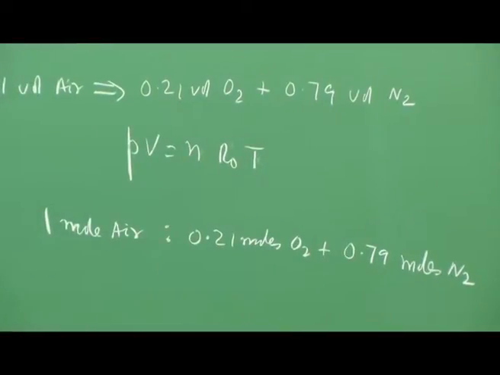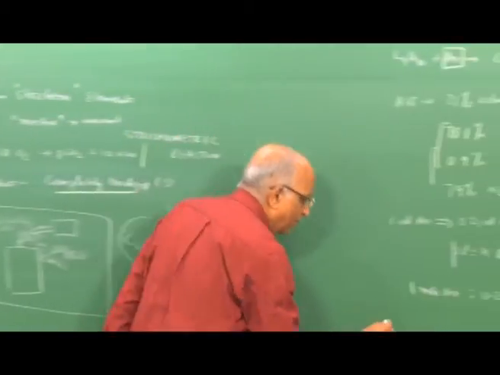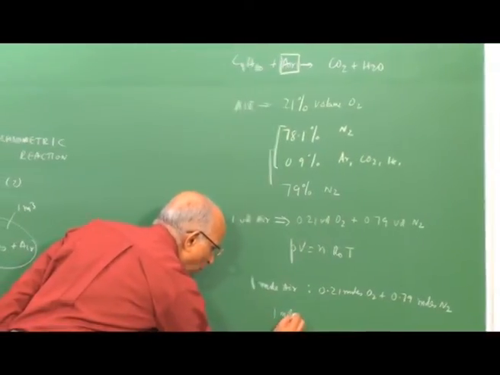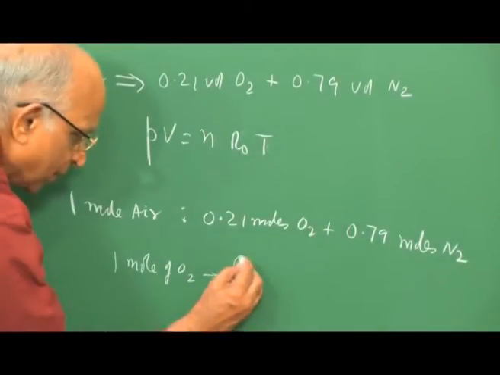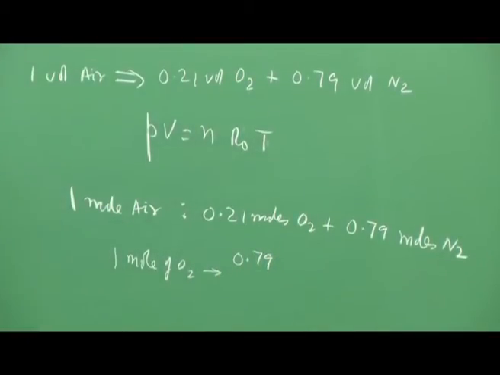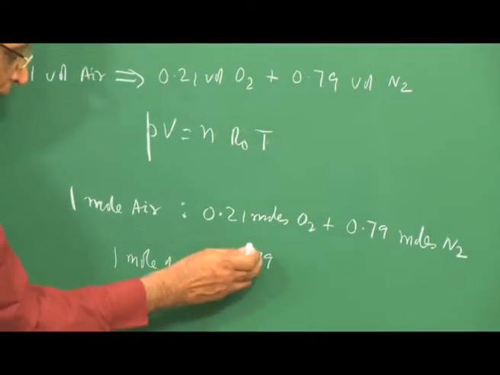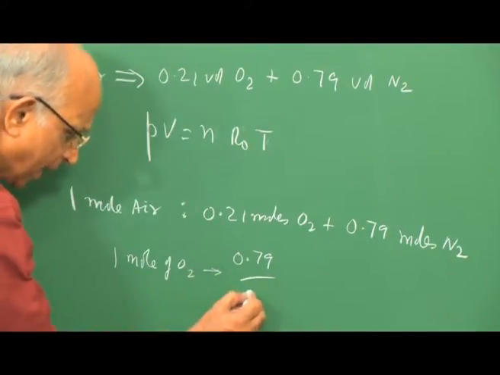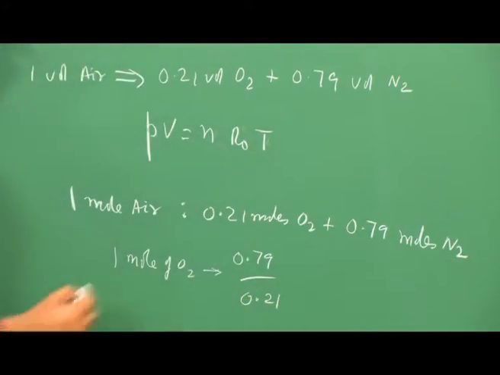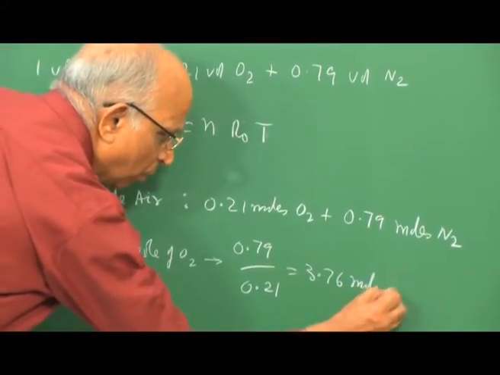Well, therefore, why look at air? I already have the equation for oxygen. Can I therefore say, when I have a reaction involving 1 mole of oxygen, the 1 mole of oxygen will carry along with it 0.79 because I am using air. In air, if I have 1 mole of oxygen, the number of moles of nitrogen I have is 0.79 divided by 0.21, which is equal to 3.76 moles of nitrogen.